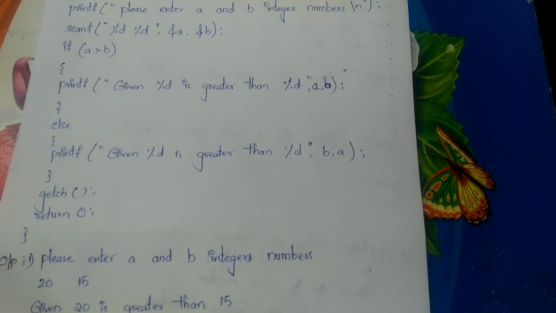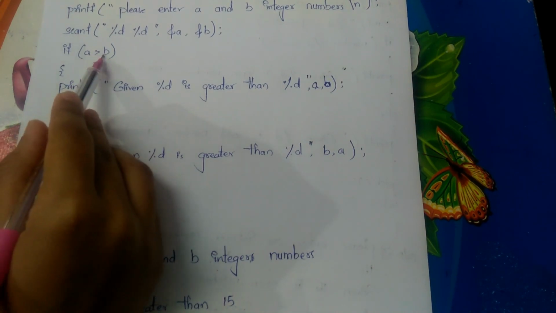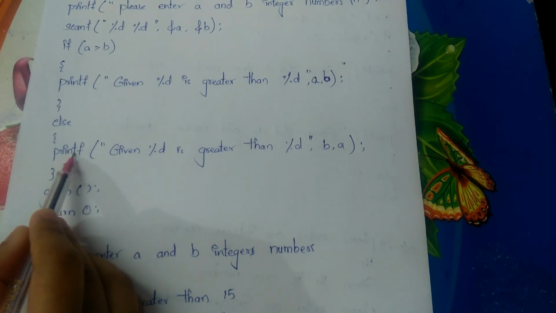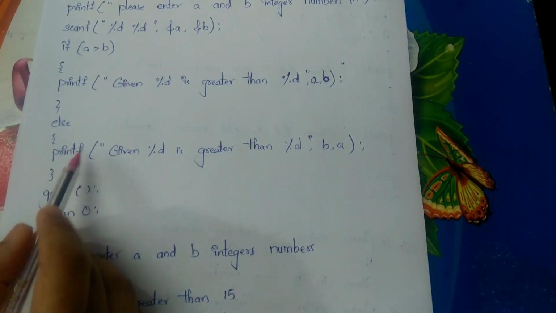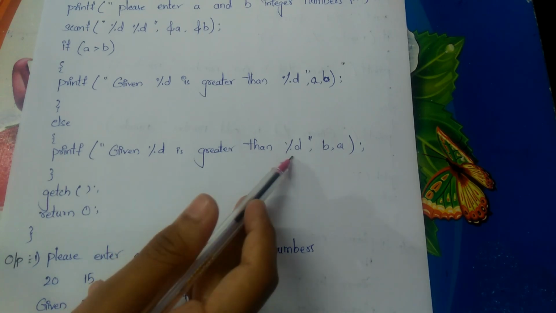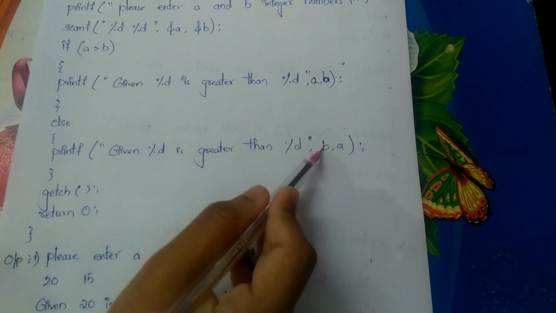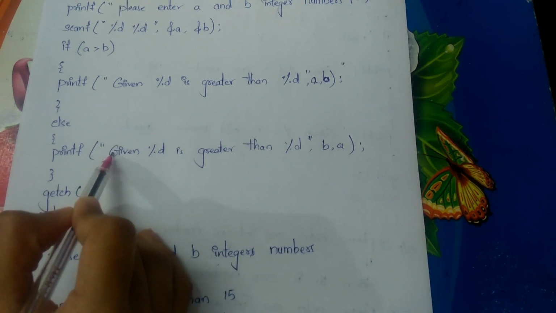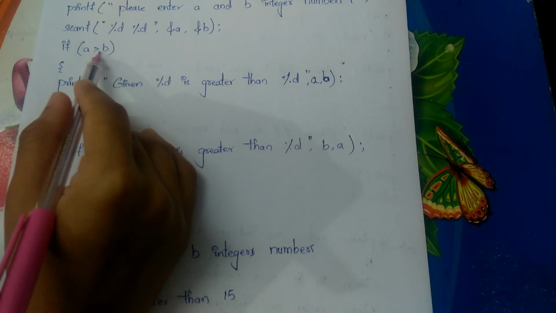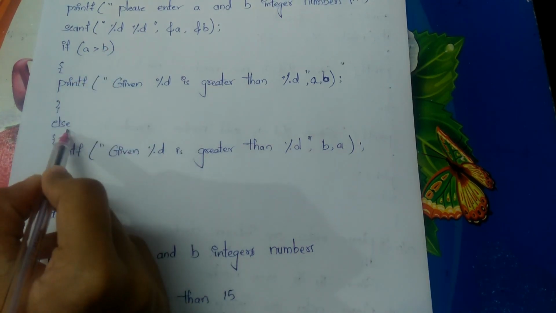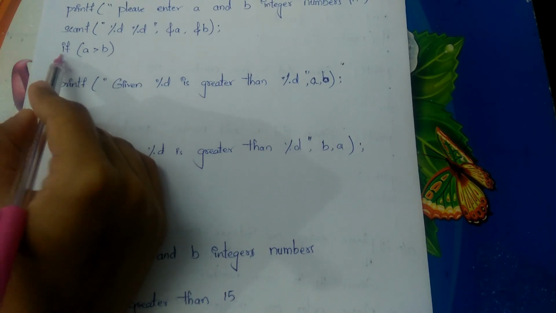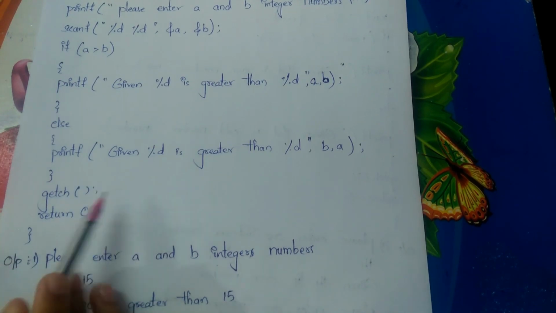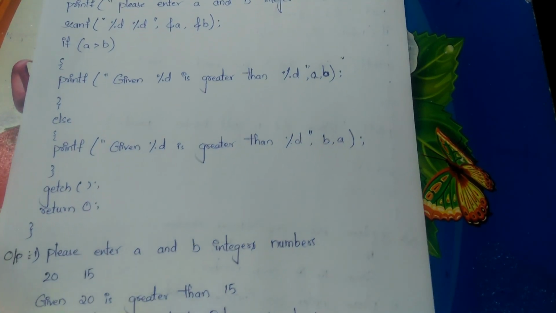If the test condition is false, that is, if a is not greater than b, then whatever statement is in the else will be printed. So we have the printf: given %d is greater than %d, where the first %d is for b and the second %d is for a. This statement will be printed whenever the test condition is false. In else we don't write any condition; only for the if we write the condition, so only one test condition will be there. Now getch, then return 0. So let's see the output for this.